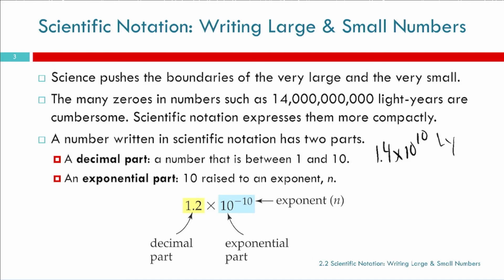So a number written in scientific notation has two parts. There's the decimal part, right? That's our 1.4 here, or our 1.2 here. And it has an exponential part, where we raise 10 to some exponent. And you can take this, put it in your calculator, or this one, maybe it's a little easier because we have it written out already, and it should spit out this number. So really, this is a shortcut. It's shorthand for us when we're writing, and it helps you maintain your number of significant figures.